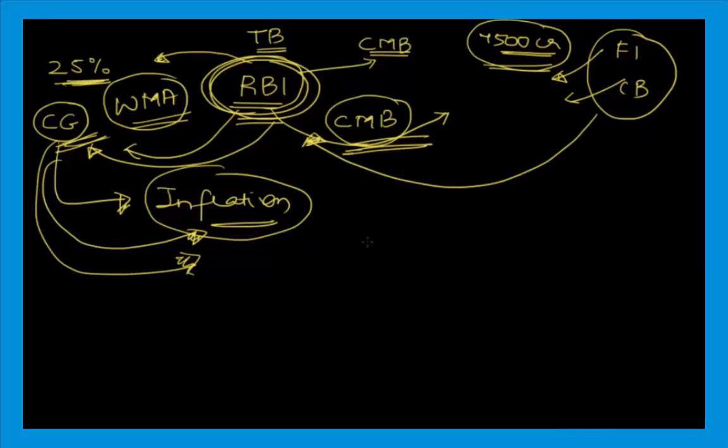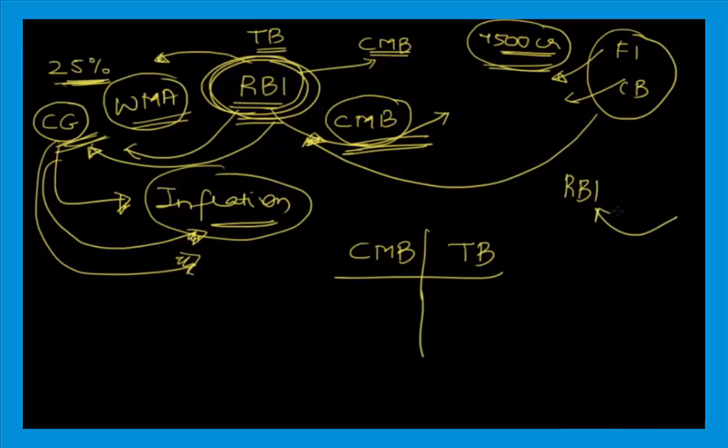Now, there is hardly any difference between the cash management bill and treasury bills. They work exactly the same way, where RBI borrows money from financial institutions and commercial banks and issues a promissory note saying I will pay you back your money with interest. Somewhere it is called a treasury bill and somewhere it is called a cash management bill.